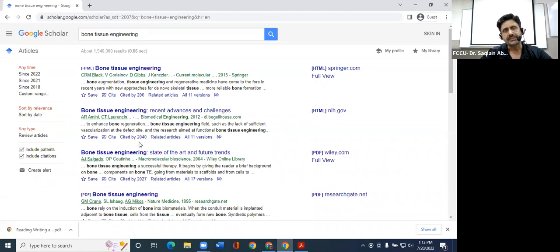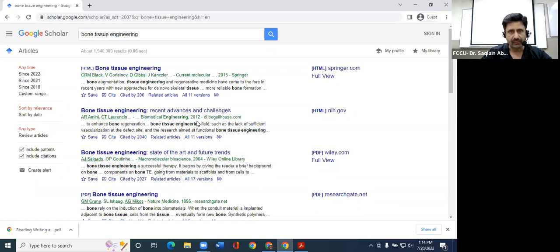Now, there are two types of parameters that we always see when we are searching on Google Scholar. One is the citation index. When we see that this paper has been cited by 2040 people, it means that at least 2040 people have read it, understood it, and included the findings of this research paper in their own research paper. So it means this paper is something very important.